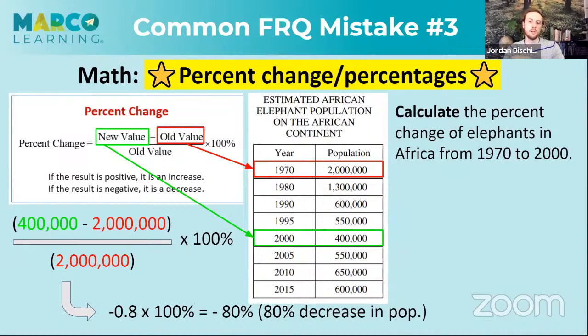And that's going to equal negative 1,600,000 divided by 2 million. And that's basically just 16 divided by 20 or 1.6 divided by 2. And that's going to be negative 0.8. We have to remember, though, to carry down that times 100. So negative 0.8 times 100 is going to be negative 80. And if the number is negative, we know it's a decline. So the elephant population decreased by 80%. And so again, if you can just remember new minus old over old, that will get you there. New minus old over old multiplied by 100.